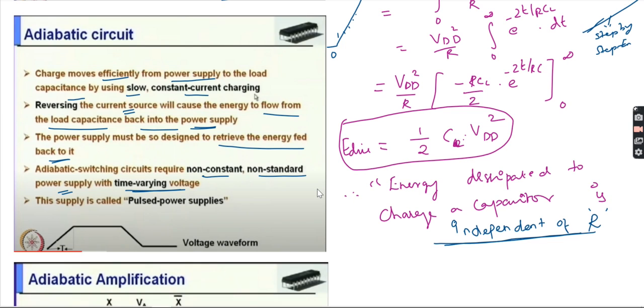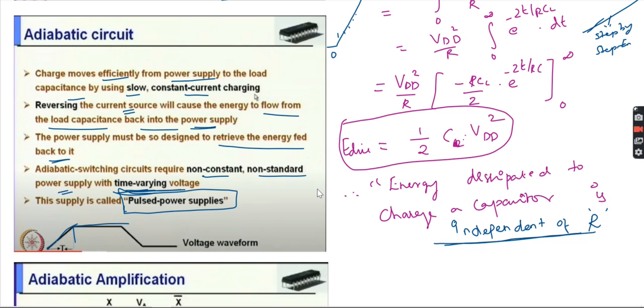But here, an adiabatic switching circuit will require a power supply that is not constant and not a standard power supply. It needs a time-varying voltage, a very important keyword here, time varying, like a ramp. That supply will be called a pulsed power supply. This is what we need to use. Here it will be like this, and you have to apply it in this way.